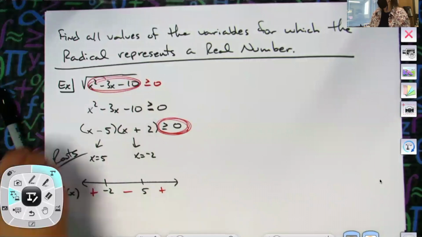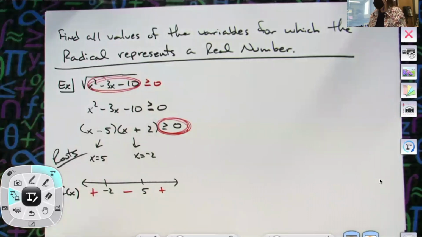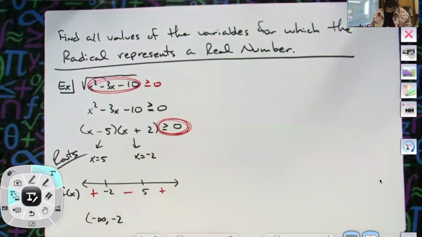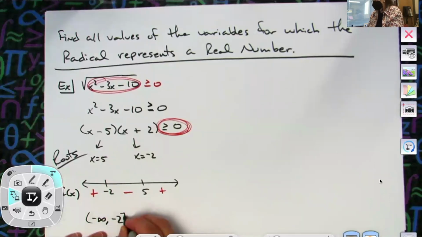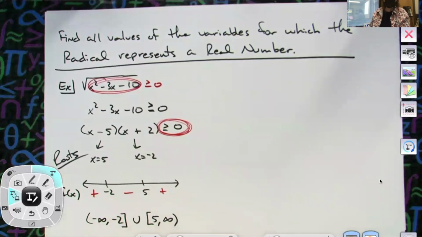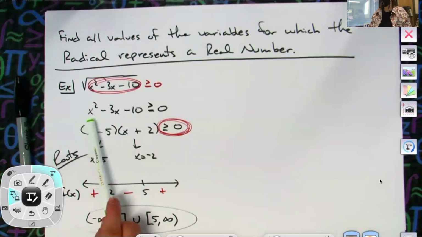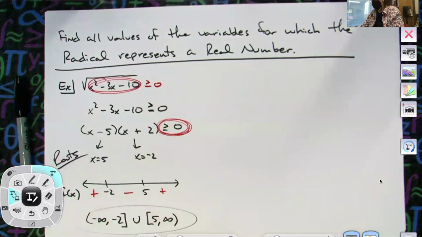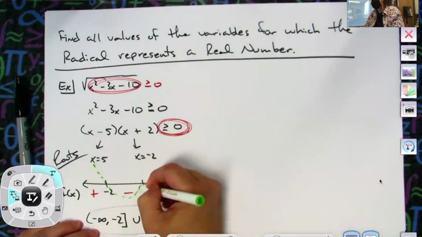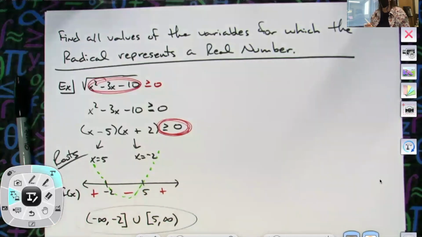So find all values of the variables for which the radical represents a real number. That would be all the values from negative infinity to negative 2. Square bracket or curvy bracket? Square bracket. Skip over, square bracket, 5 to infinity. So these are the values which make the variable represent a real number. And again, we know this is an x squared with a positive leading coefficient of 1, so we know what the graph's going to look like. Remember when we drew those graphs, just as a rough little sketch.